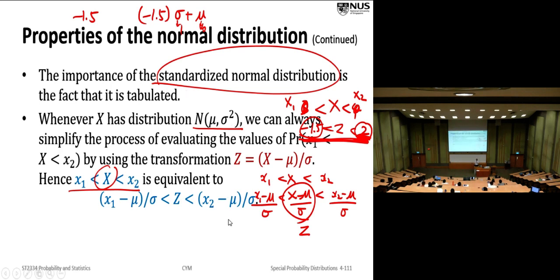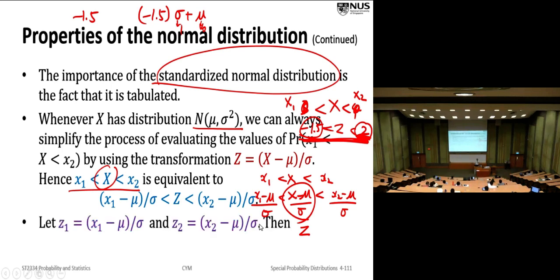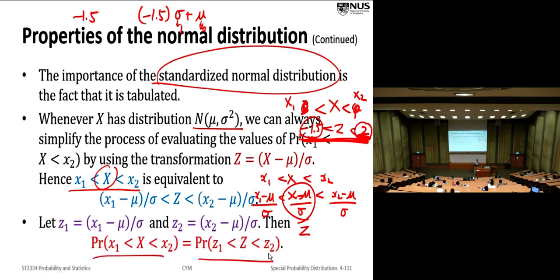So this standardization is very useful. It tells you something about the behavior of the random variable. Okay, so Z1, Z2. So this probability is the same as this probability, where Z1 is equal to this, and Z2 is equal to this.